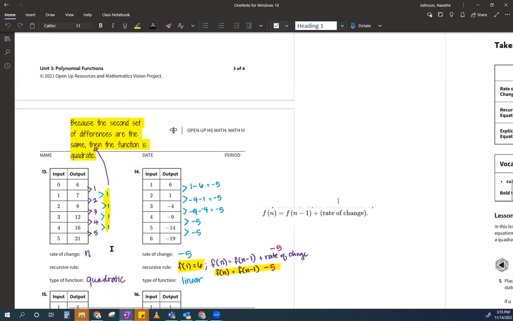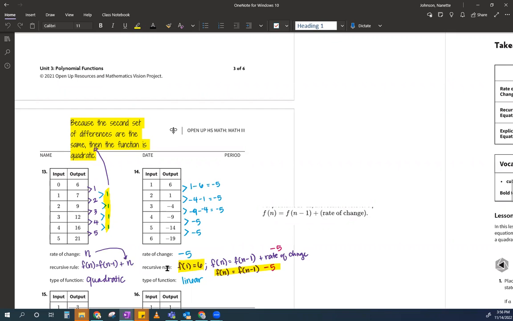Okay, if you remember from before, this was our function. Your recursive rule is always going to be f(n) = f(n-1) + your rate of change. So you want me to write that down, Ms. Johnson? Yes, I want you to write exactly that down. So f(n) is equal to f(n-1) plus your rate of change. In the earlier example, your rate of change was -5, so we put a -5 there. That's your equation. So in this case, what am I going to put here? I'm going to put this n right here.